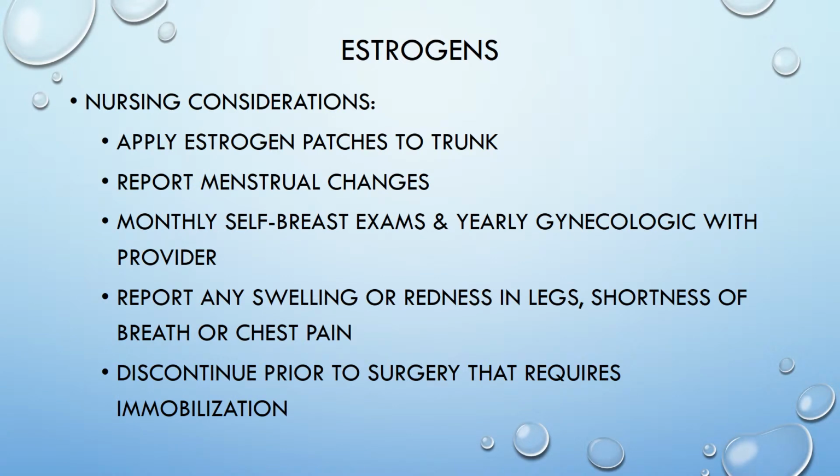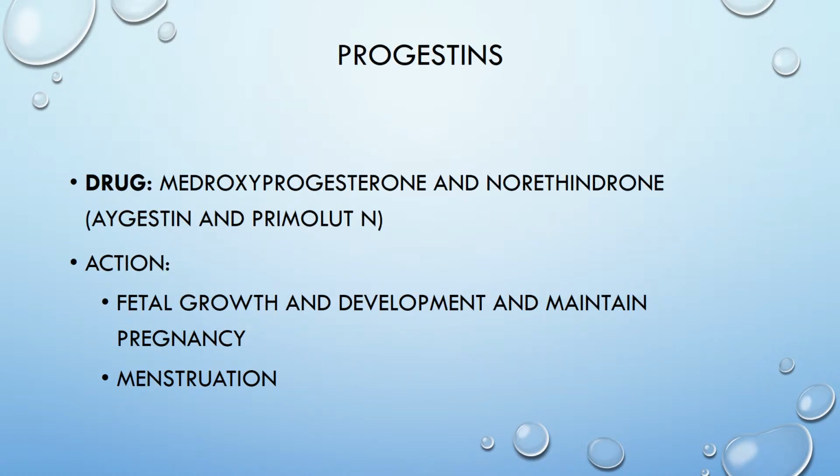Nursing considerations: need to instruct them not to apply the patch to the breast at all. They need to be applied to the trunk. They need to report any menstrual changes. So if they're having difficult periods, they're not having periods at all, or any breakthrough bleeding or any breast changes, they need to notify their provider. Then report any swelling or redness in the legs, shortness of breath, or chest pain. Discontinue prior to surgery that requires immobilization because they're going to be at higher risk of a DVT or PE developing.